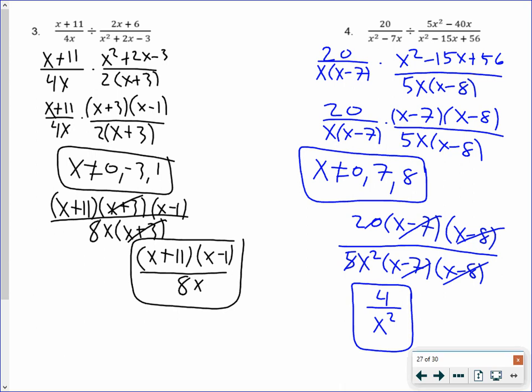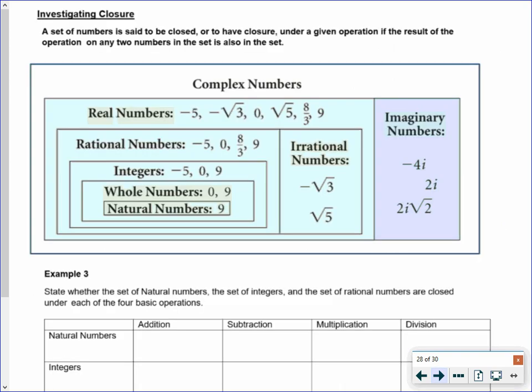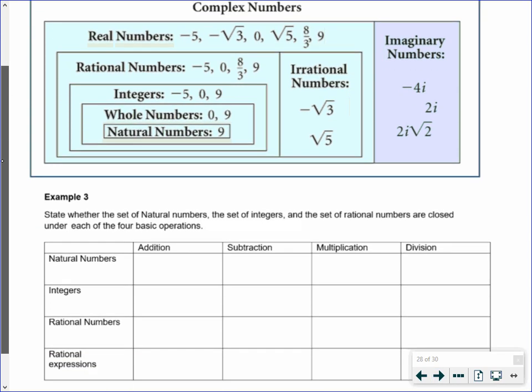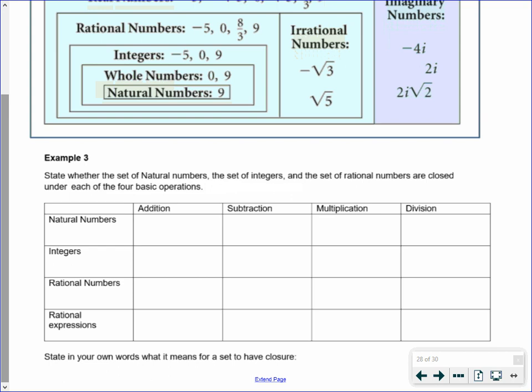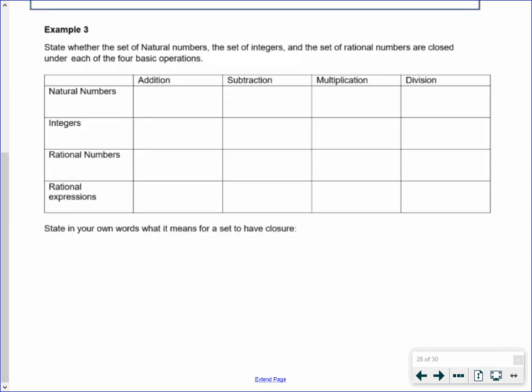But other than that, we're going to keep on going. I want to start going over closure and what closure means. What this little excerpt on the top says is that a set of numbers is said to be closed, or to have closure, under a given operation if the result of the operation on any 2 numbers in the set is also in the set. So that's the explanation. Like always, you'll probably understand it better when we actually go over a few examples.